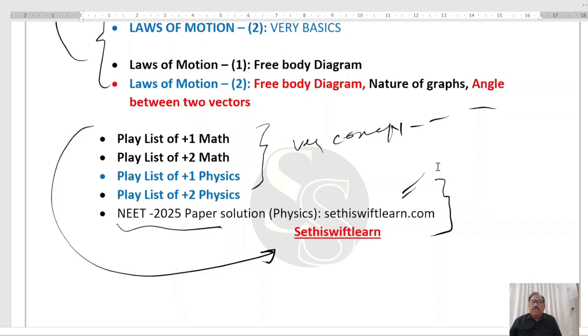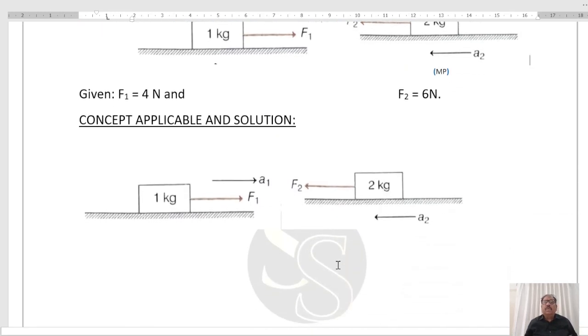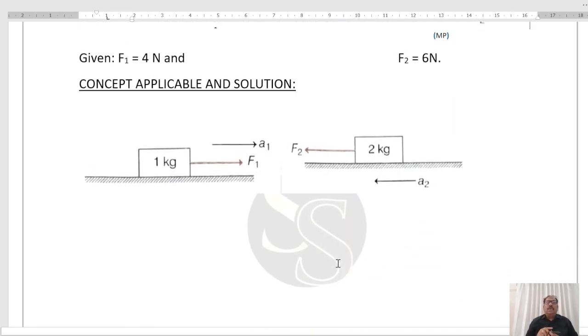Right now, let's start with the question. From the figure as shown, find the acceleration of the 2 kg block with respect to the other. Find the acceleration of this with respect to this. Given F1 is 4 Newton, F2 is 6 Newton.